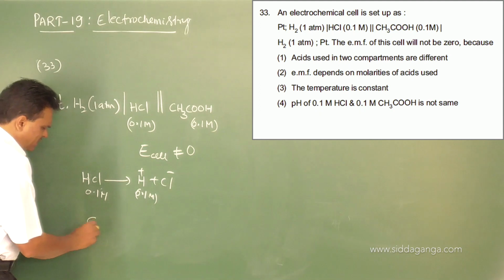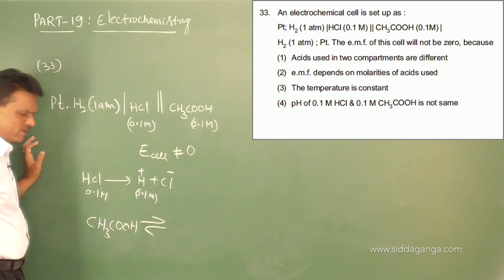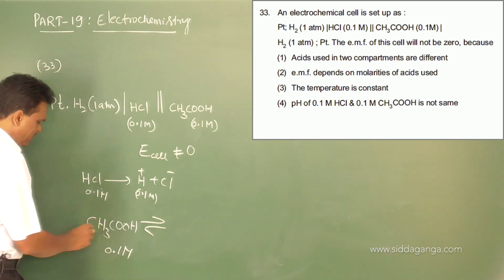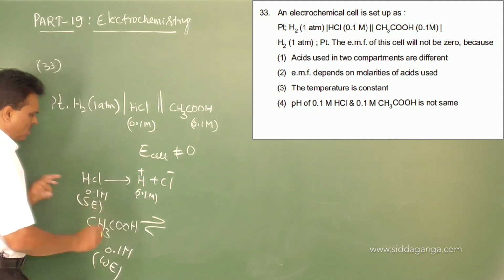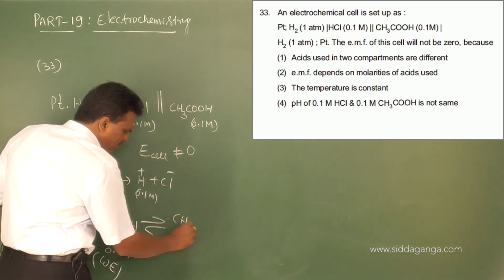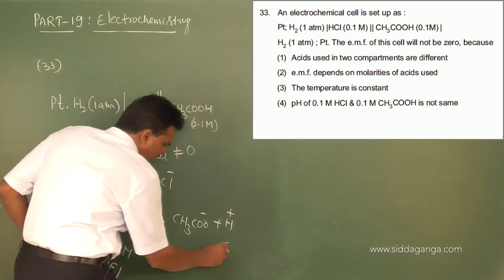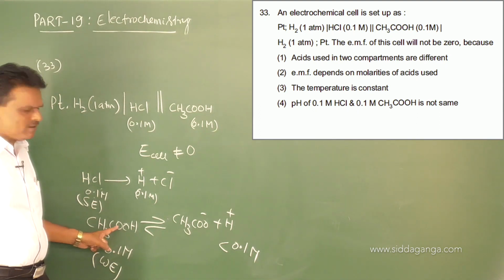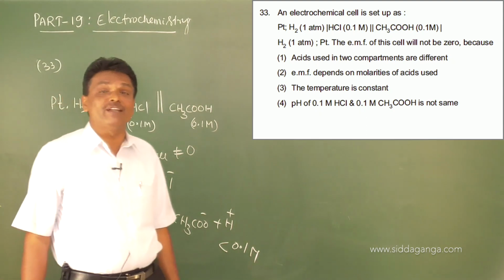But if you take acetic acid, CH3COOH, it does not undergo complete dissociation because it is a weak electrolyte. So here also 0.1 molar concentration is given, but this is a weak electrolyte. This is a strong electrolyte. Strong electrolytes are completely ionized, weak electrolytes are partially ionized. So therefore in this case CH3COO minus and H plus ion concentration is less than 0.1 molar because it does not undergo complete dissociation. That is why in both the containers the H plus ion concentrations are different.